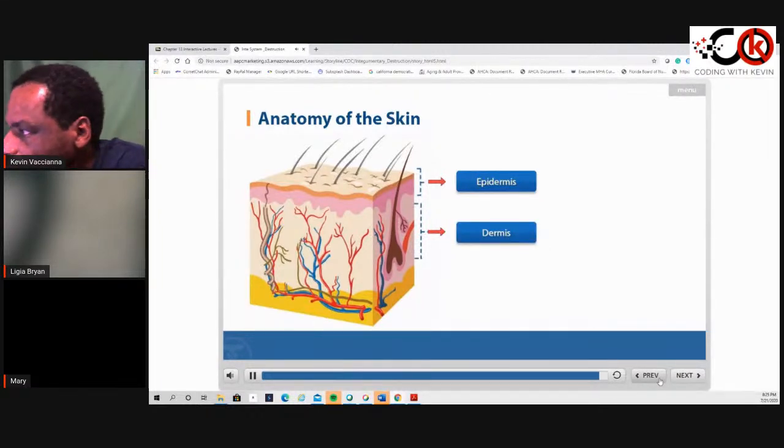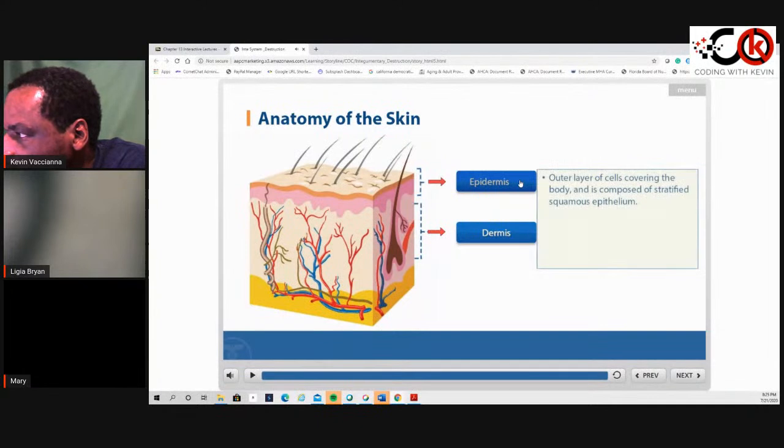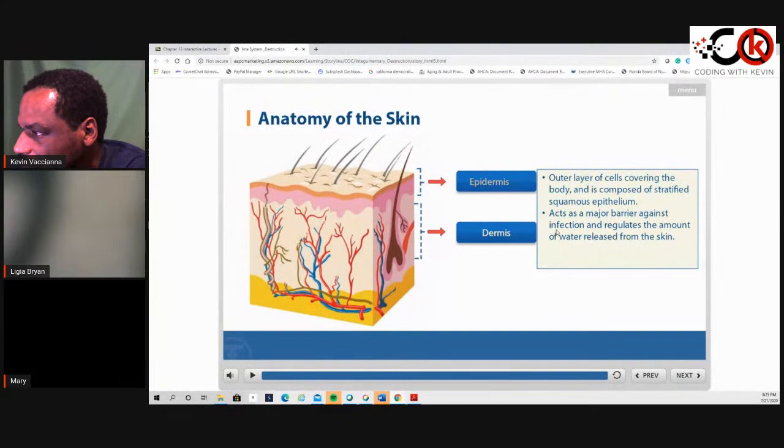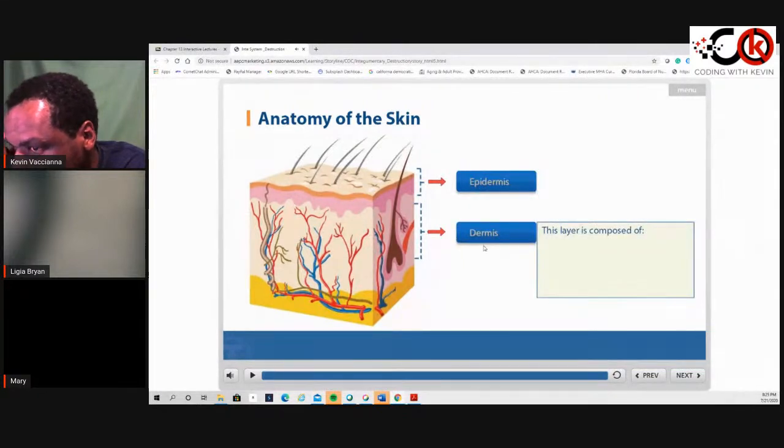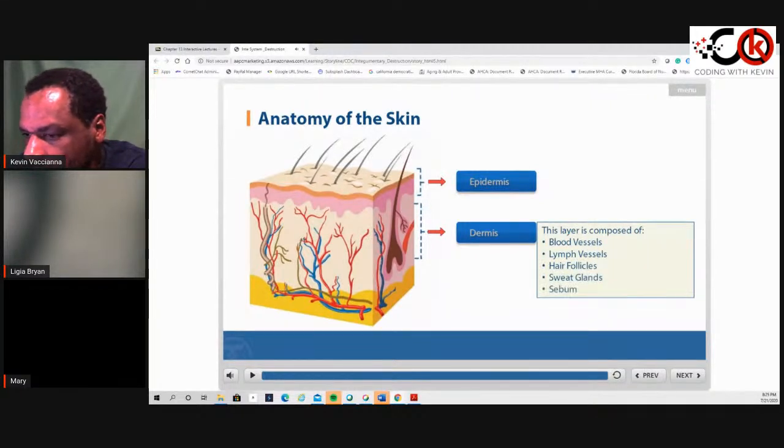Click on the buttons to learn more. Epidermis is the outer layer of cells covering the body and is composed of stratified squamous epithelium. The epidermis acts as a major barrier against infection and regulates the amount of water released from the skin. While the epidermis is thinner on the eyelids, it has a thicker composition in the palms and soles. Dermis is the lower layer of the two layers of the skin. The dermis layer is composed of the blood vessels, lymph vessels, hair follicles, sweat glands, and sebum.